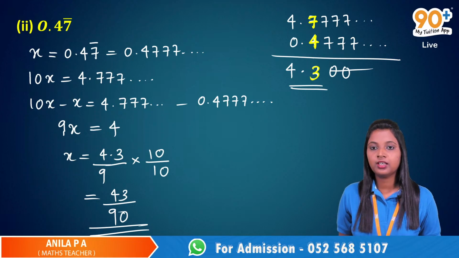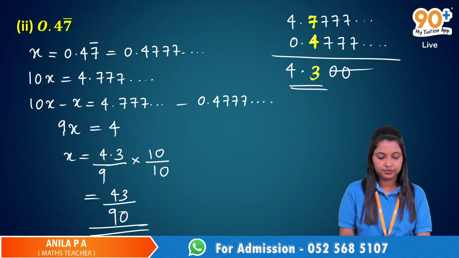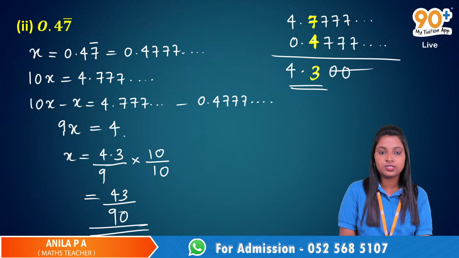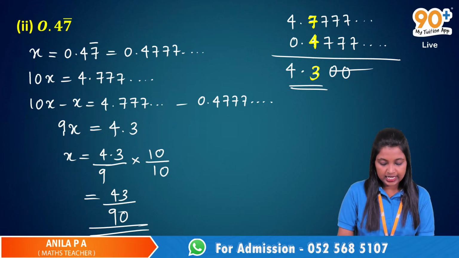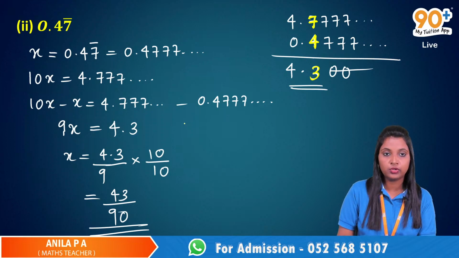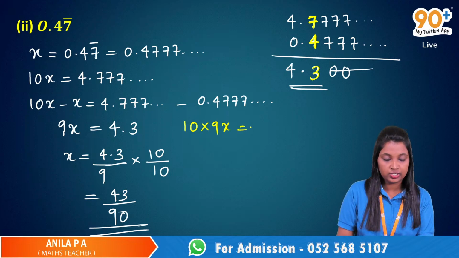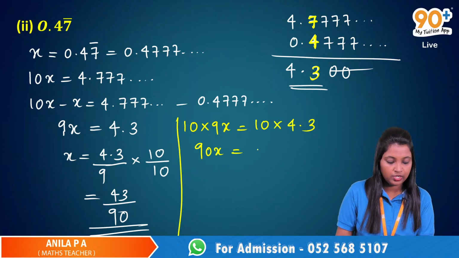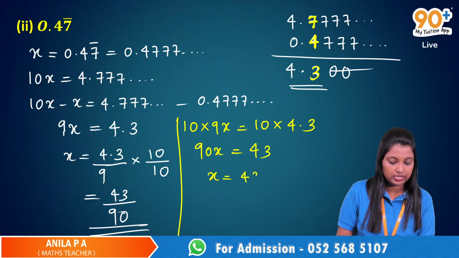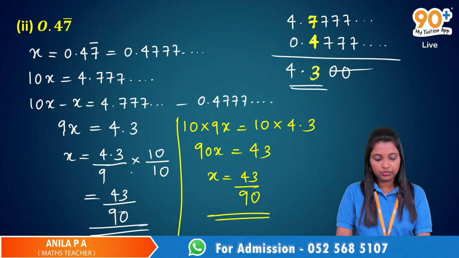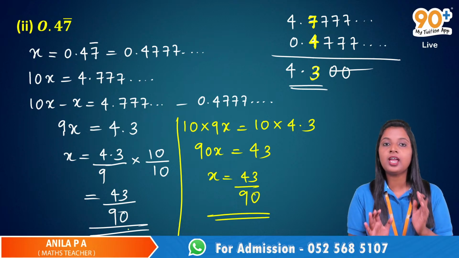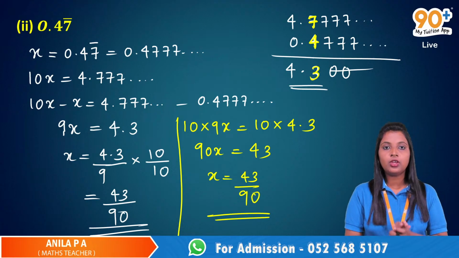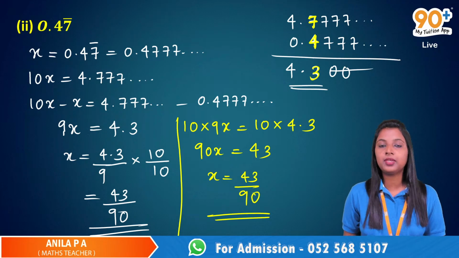Yes, you have to multiply by 10. If you want, you can multiply from here also. After this step, you can multiply both sides by 10, so it will be 10 into 9x equal to 10 into 4.3. You can write it as 90x equals 43, and x will be 43 by 90. Anyway, the final answer must be in this form: both p and q must be integers, decimal numbers are not allowed.